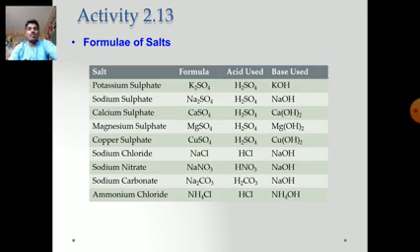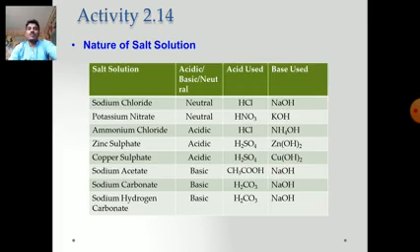And activity 2.13, the formulas of some salts. For example, potassium sulfate has the formula K2SO4. The acid used is H2SO4 and the base is KOH. These are some examples of salts. Next one is the nature of salt solutions. For example, sodium chloride is neutral, made from the acid HCl and the base NaOH. These are some examples of the nature of salt solutions.